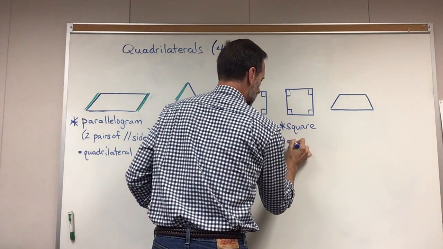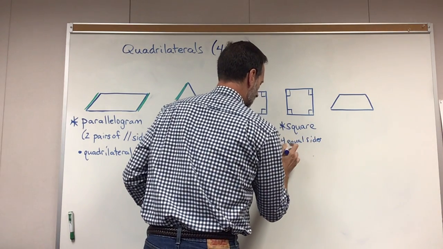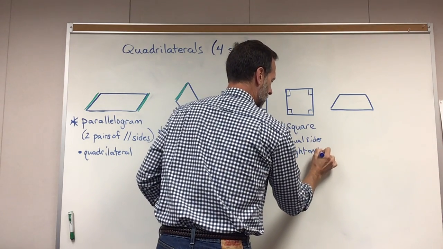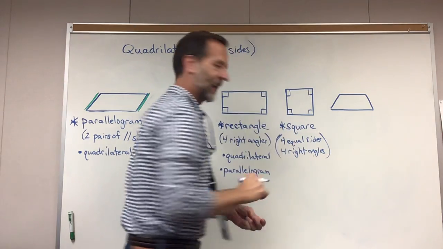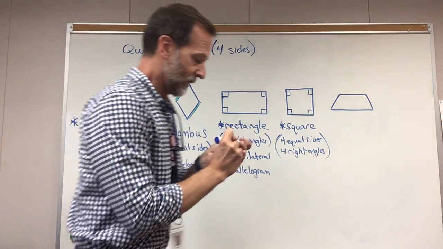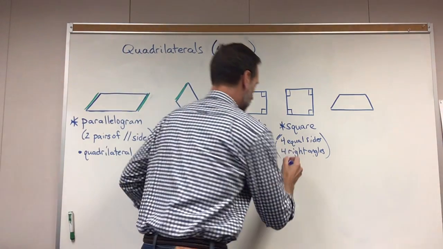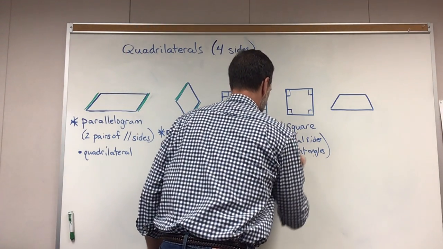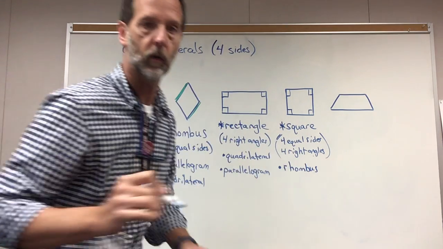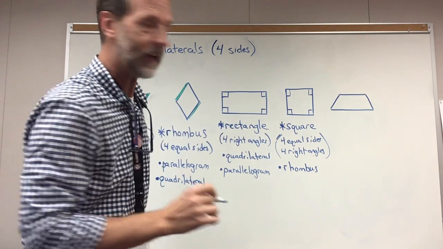4 equal sides and 4 right angles. It's got to have both. Now, if it has 4 equal sides, we already said that's going to make it also a what? It's a rhombus. It sure is. Square is its best name, but it could also be called a rhombus. Okay? If it has 4 right angles, that also makes it a rectangle.